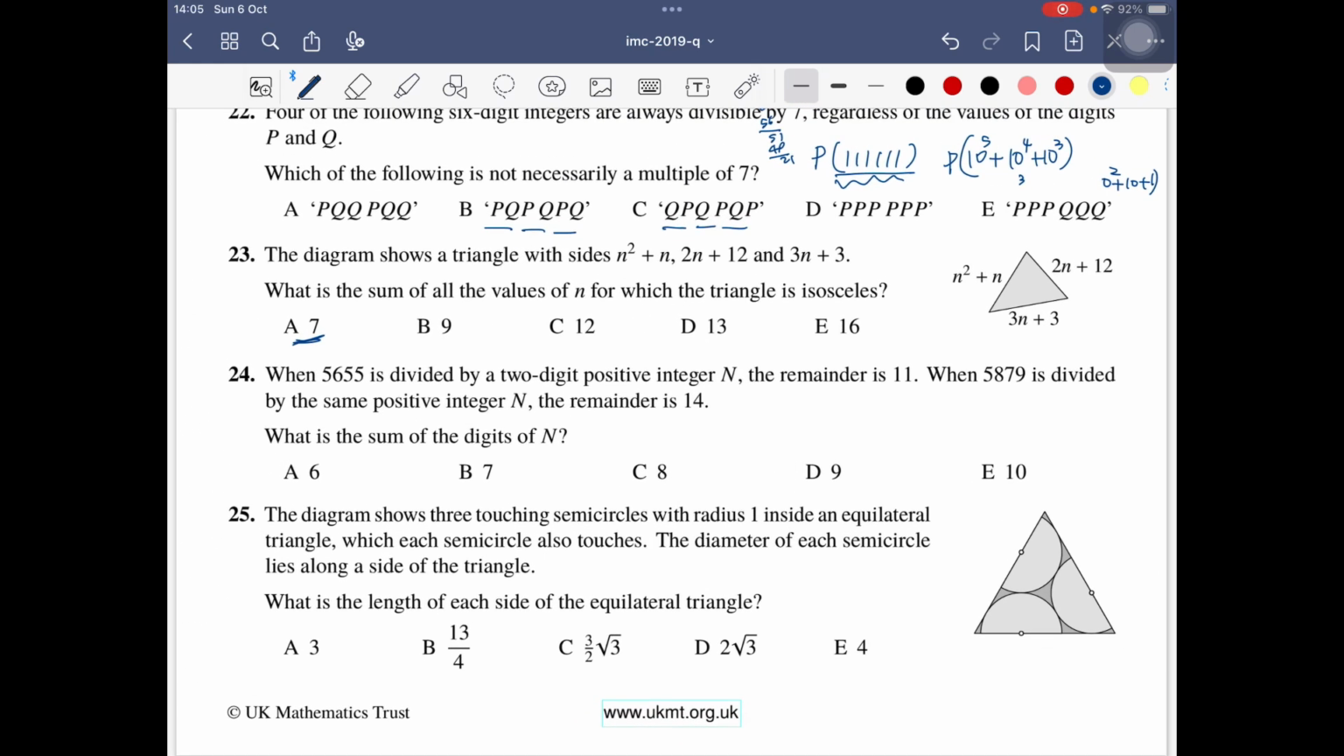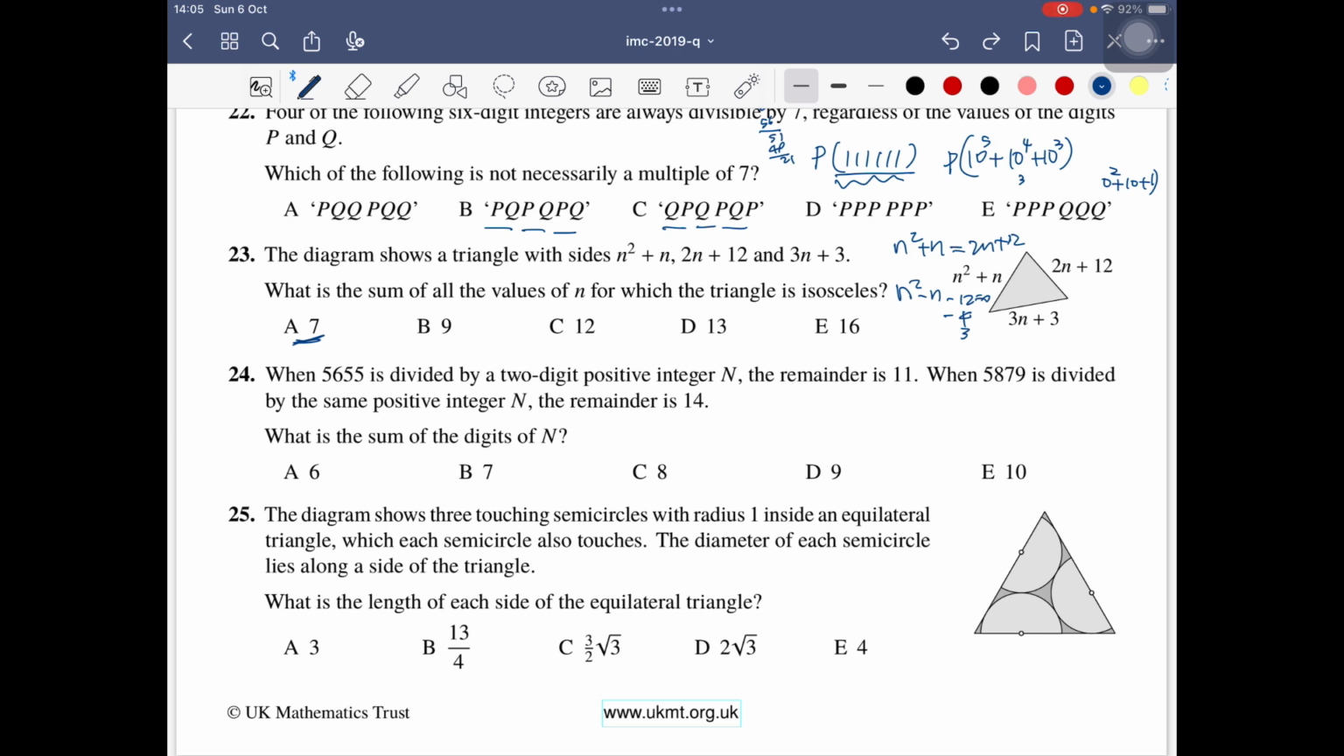So n squared plus n becomes 2n plus 12. n squared minus n minus 12 equals 0. So for this, n can be 4 or negative 3. Negative 3 cannot be the answer because it makes this negative. So length cannot be negative.